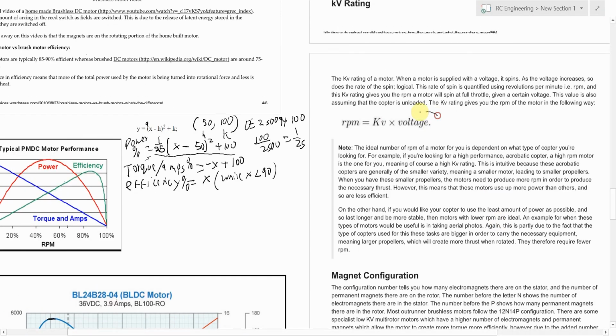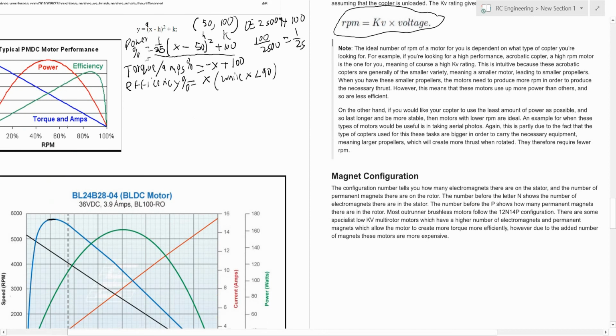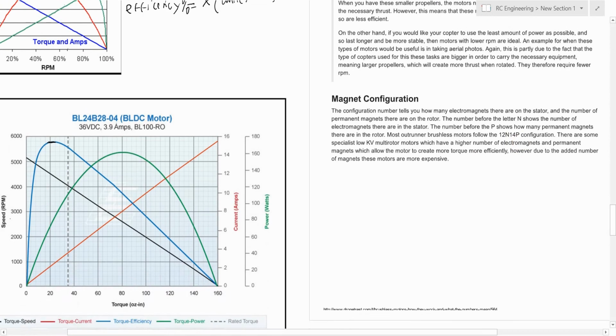Now here's what I was talking about. RPM is you take the kilovolt rating and multiply it by the voltage, and that is your RPM max. That is as fast as the motor could spin at that particular voltage with no load applied to it. So no prop, no tires, no impeller.